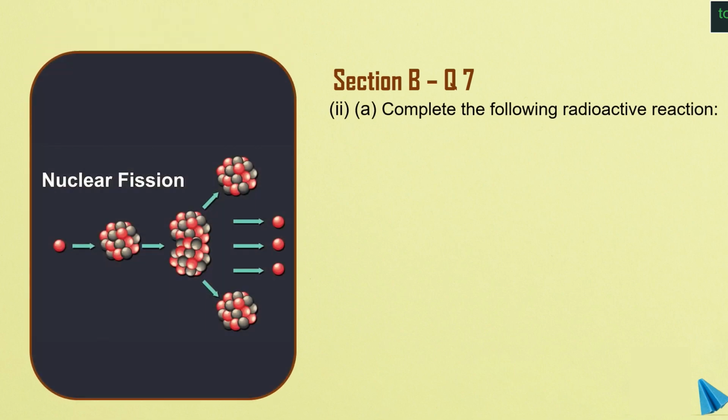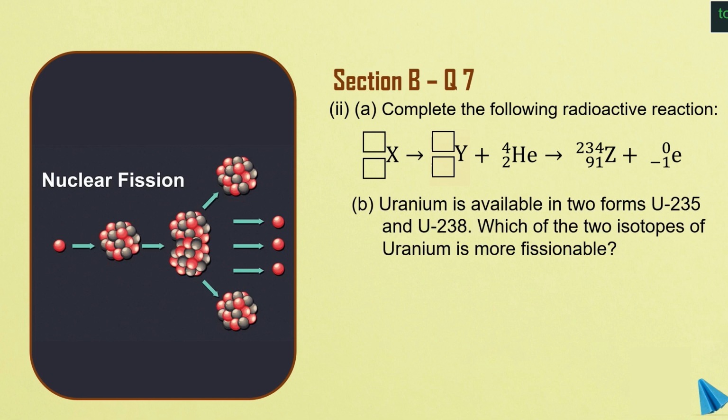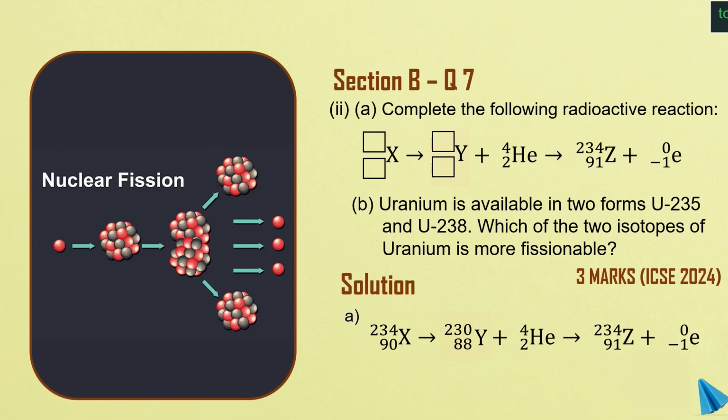Let us see the new question, that is the second part. Complete the following radioactive reaction. And second question says, uranium is available in two forms. Which of the two isotopes of uranium is more fissionable? So here is the answer to the first part. X atomic number 90, atomic weight 234 gives Y atomic number 88, atomic weight 230 plus helium atomic number 2, atomic weight 4 further gives Z atomic number 91, atomic weight 234 plus E atomic number -1, atomic weight 0. And uranium 235 is the isotope that is more fissionable.